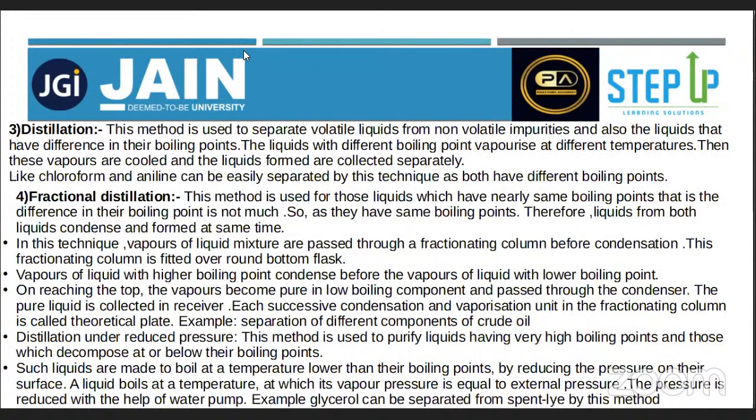Next is the distillation process. Distillation is a method used to separate volatile liquids from non-volatile impurities. Those things which are more volatile are separated from those with less volatility, and we try to separate them based on their boiling point. So the principle of distillation is what? Volatile and non-volatile liquids are separated based on their boiling point. Distillation is that process.